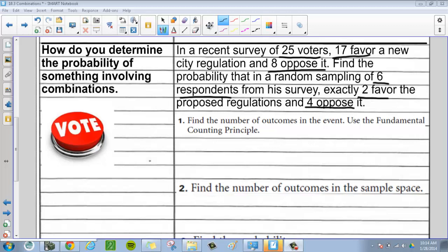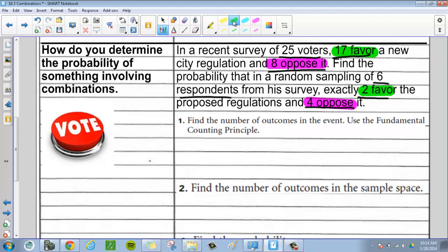Okay, now this problem is kind of similar. The first part of this problem is kind of similar to the last problem where we were dealing with the smoothie. We got different types of fruit and vegetables and things like that. So let's highlight this information to try to organize it together. We have 17 that favor a new one, and we are going to try to choose 2 of those, right? And we have 8 that oppose it, and we're going to try to figure out how to choose 4 from those 8 that oppose it. So let's find the total number of outcomes in the event using the fundamental theory.